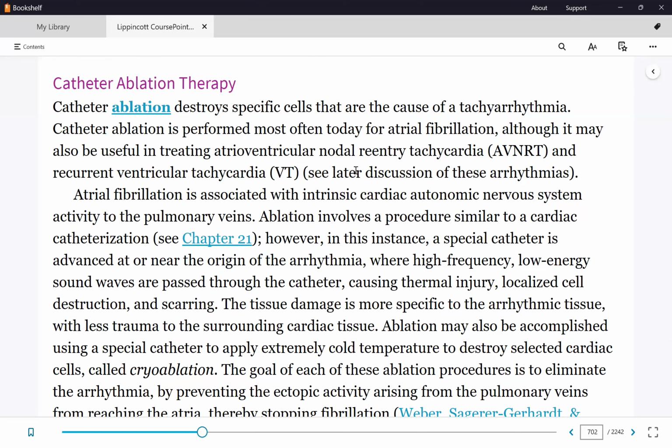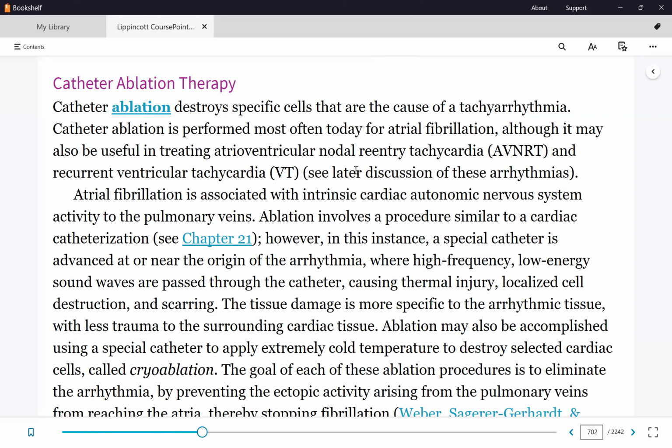Who works in big hospitals here? Like Montefiore, Bellevue. You have EP labs, right? Electrophysiology labs. It's in the cath lab. Yeah. Okay. So if you have a cath lab, you have an EPS lab.